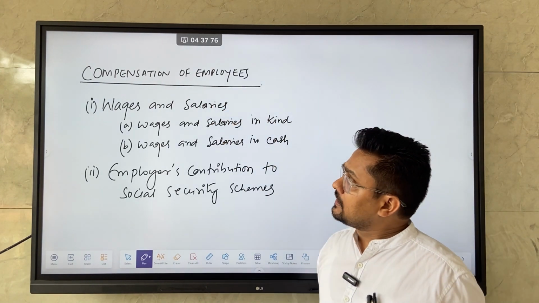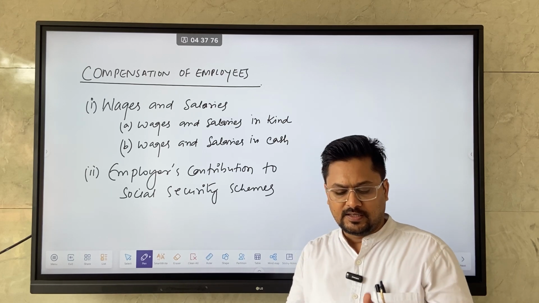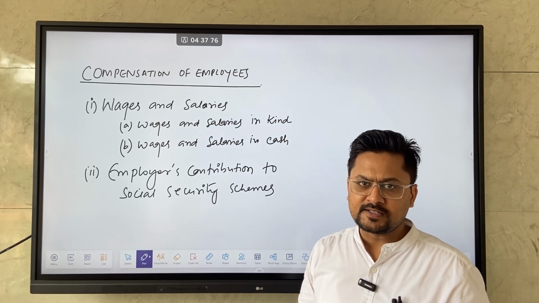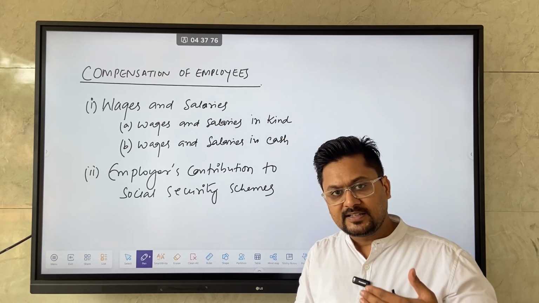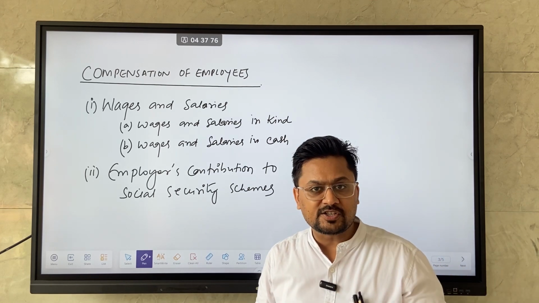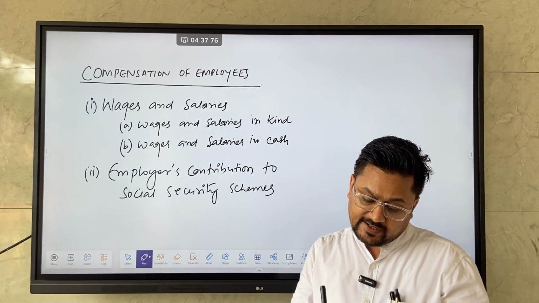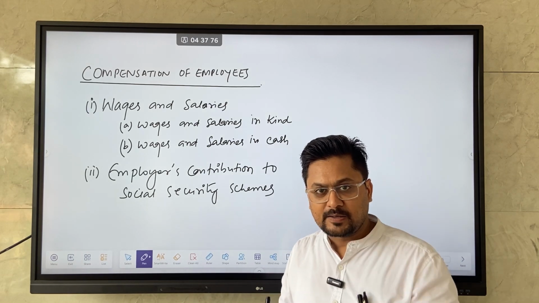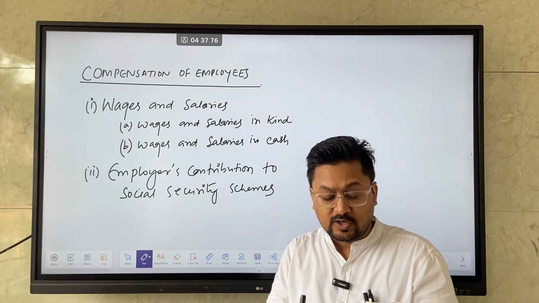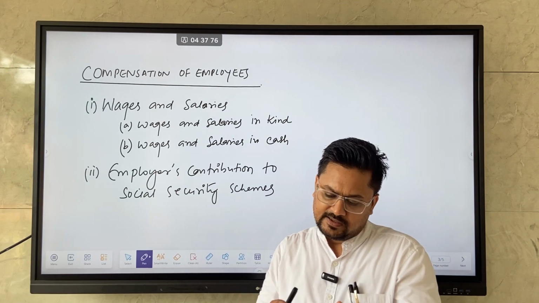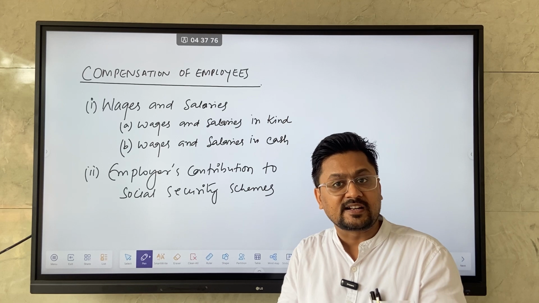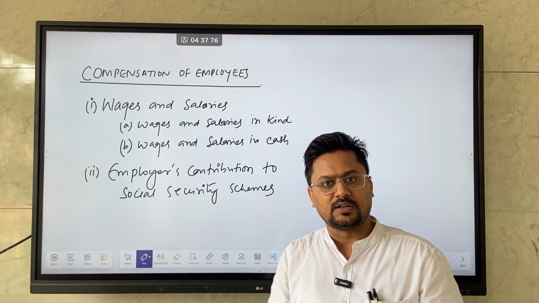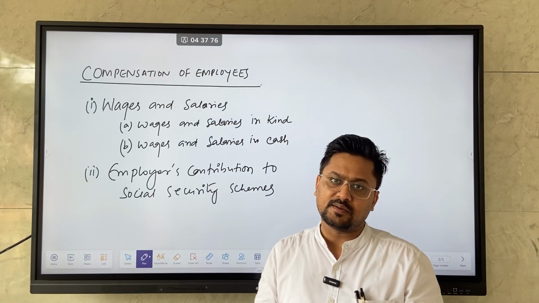So first, what do you mean by compensation of employees? See, employees are the hired laborers in a company or a corporate. Whenever they work, they get an income, or a remuneration for their work. That remuneration is not only the basic pay. There are other components of their compensation, that is basic pay, house rent allowances, traveling allowances, medical facilities, employer contributing to their insurance premiums and all.